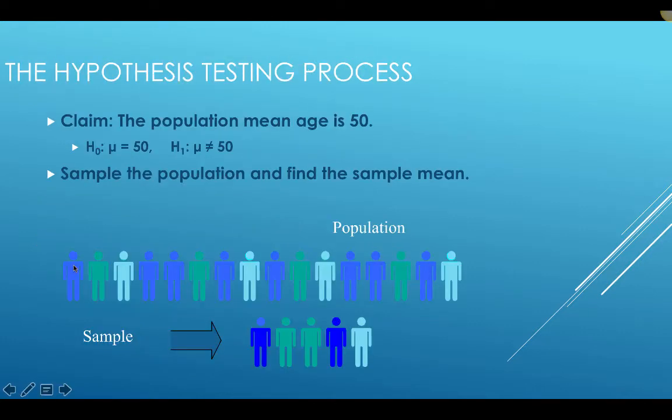Here's another one. The population mean is 50. You can see on the left here the H0, population mean equals 50, and the population mean is not equal to 50 for your alternative hypothesis called an H1.